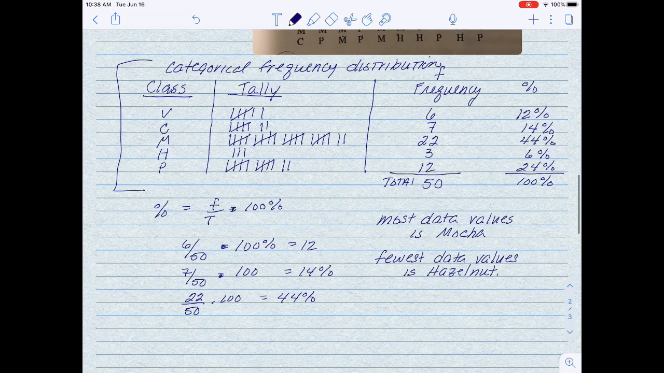Okay, so that's a categorical frequency distribution. The next thing we're going to talk about is group frequency distribution, and it takes a lot more work. So we'll take on another video for that.